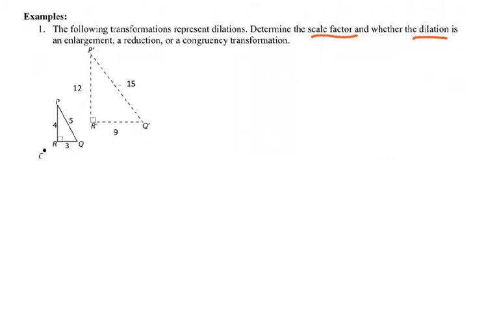If we look at this picture, we can tell this is the pre-image and this is the image, and I can tell that this is bigger than this one. So it's obviously an enlargement. That also means that when I figure out the scale factor, it has to be bigger than 1.